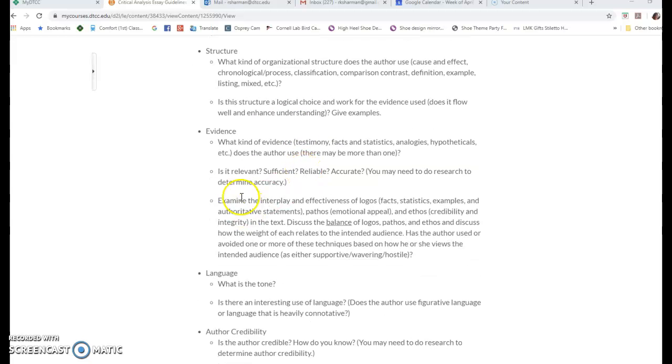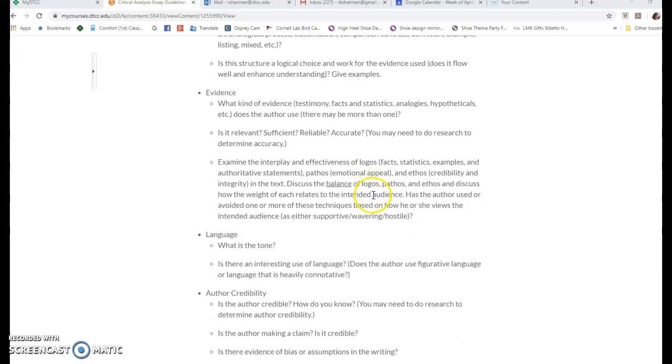All right, the next section of your paper will be an analysis and evaluation of the evidence in the article. So what kind of evidence did the author use to support his or her thesis or claim? Again, there's a listing of some of the ones that we learned from our textbook, and you want to look for examples of those and evaluate if the evidence is relevant, sufficient, reliable, accurate, and also think about which appeal is being used in the evidence.